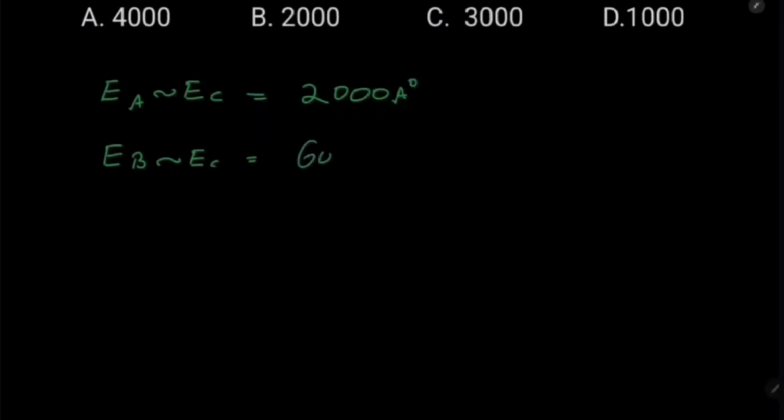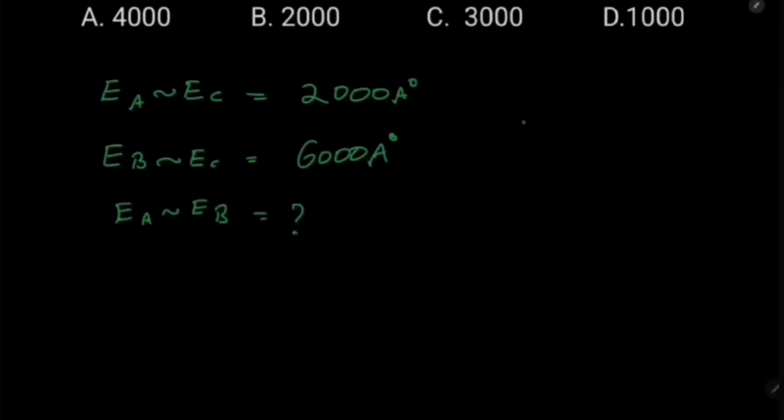Let us quickly get into the solution. From the above question, we got to know that the energy difference between A to C corresponds to 2000 angstroms, and the energy difference from B to C corresponds to 6000 angstroms. All that we need to find is the energy difference of A to B, which is what we're going to find in this question.